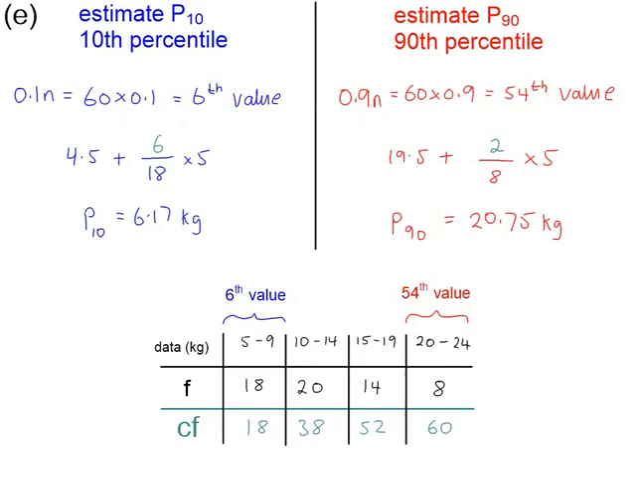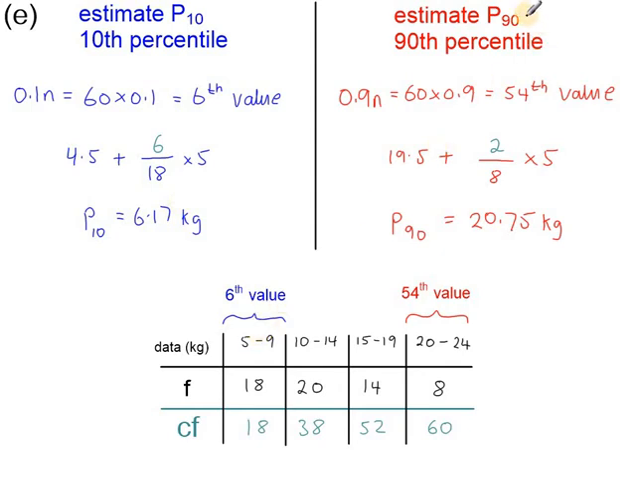Part E. To calculate the 10th percentile, the location is 0.1 times n, the 6th data value, and the 6th data value is in this class. The lower boundary is 4.5 here. Frequency of the class is 18. The class width is 5, and that's based on the class boundaries and not these numbers. And the frequency into the class is 6, which gives us 6.17 kilograms. And just to verify, that value is in this interval.